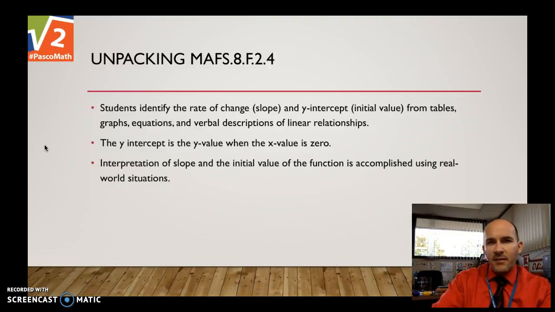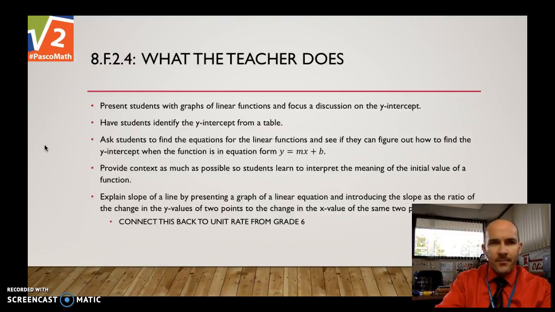Students need to identify the rate of change, the slope, and the y-intercept, that initial value from tables, graphs, equations, and verbal descriptions of linear relationships. I want to emphasize the word "and" there, so we need to make sure that we have experiences of all of those for our students. The y-intercept is the y value when the x value is 0. We need to be explicit about that with students. And then the interpretation of slope and the initial value of a function is accomplished through real-world situations. So again, we're going to use context to drive that learning.